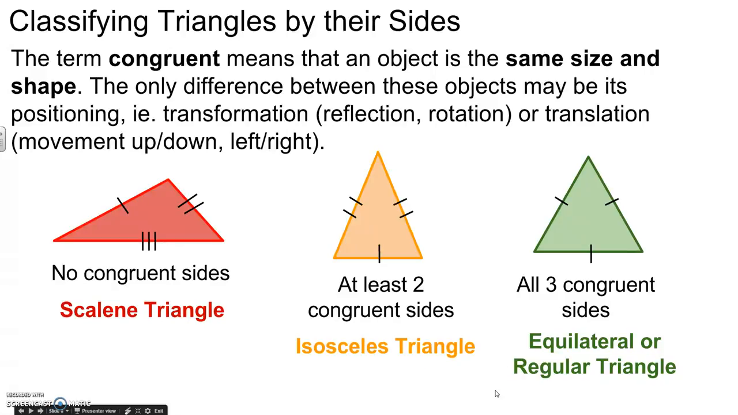Now, equilateral is not the same as equiangular. We'll talk about that later, but the idea of equilateral, lateral means side, so it has to have three of the same sides.